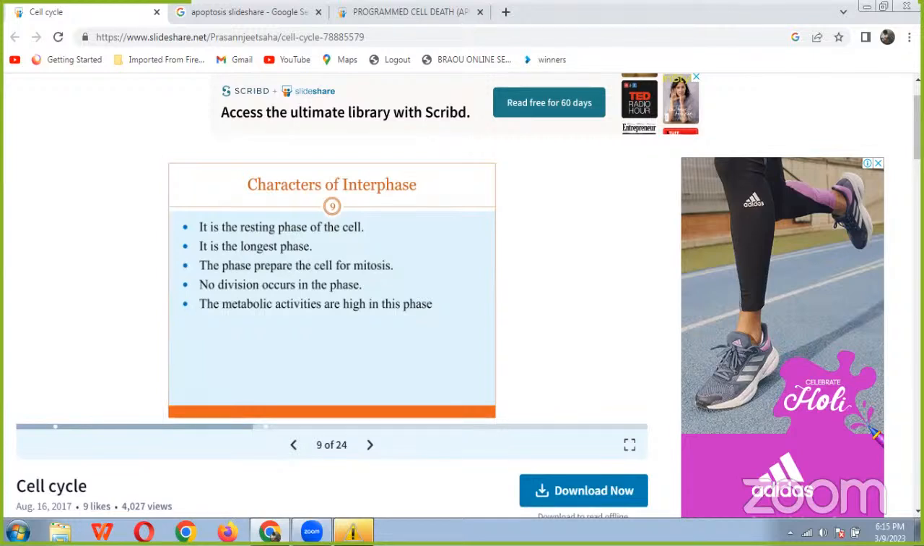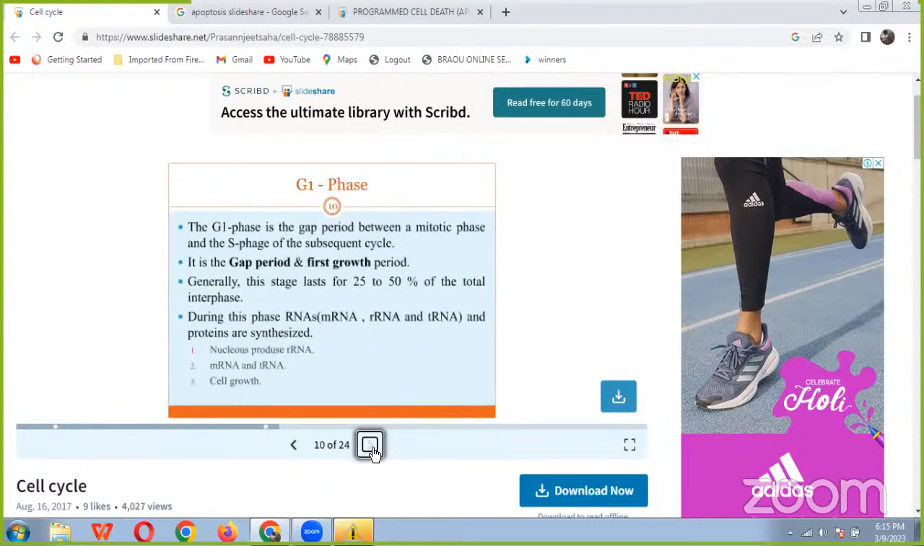Interphase is the longest phase, the resting phase of the cells, and no division occurs in interphase. These are the characteristics of interphase. Next is the G1 phase.